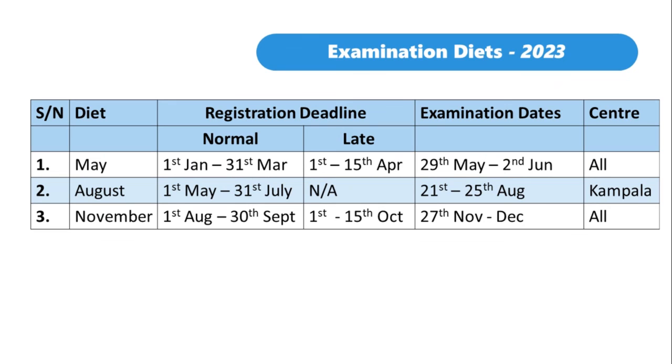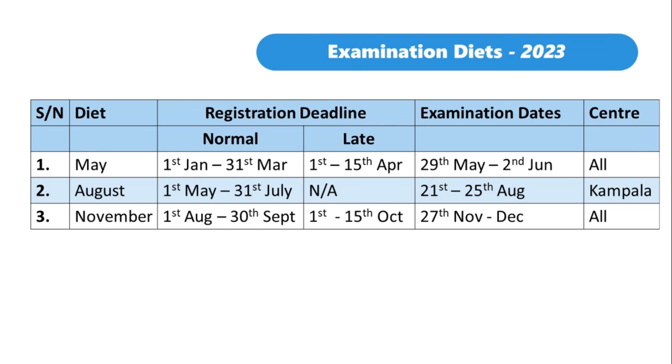Now, I talked about the examination diet. On your screens, we have a table that is summarizing the examination diets. These are for the year 2023. So in 2023, we are going to have three major examination diets: the May examination diet, the August examination diet, and the November examination diet. If you can take a screenshot of this, because this is very important. However, you can still access this on the CPA page on our website. You can still get to see the registration deadlines, the examination dates, and the centers.